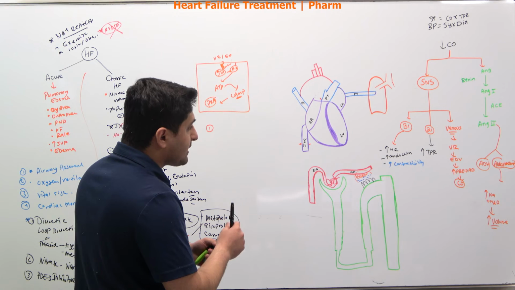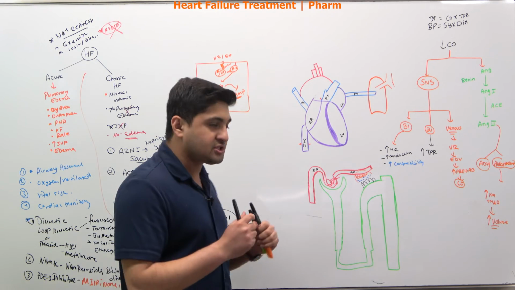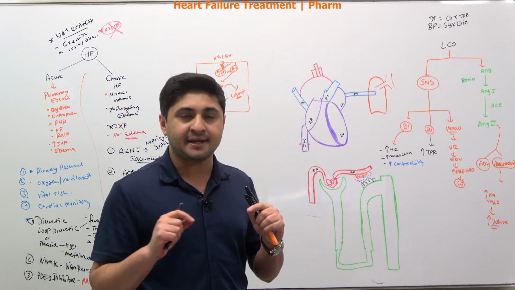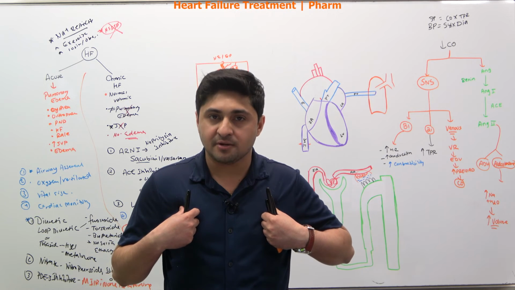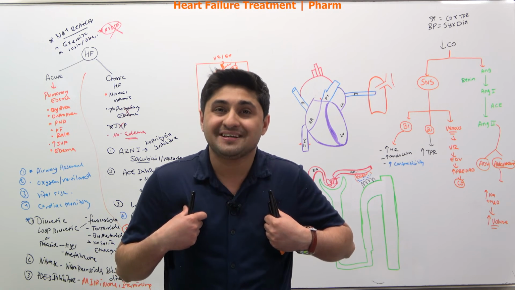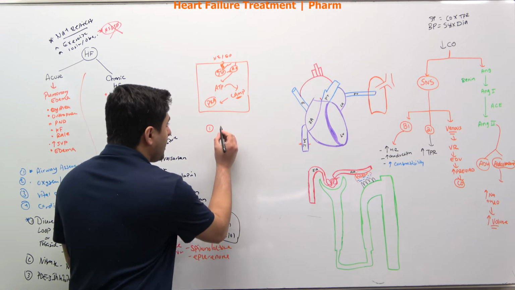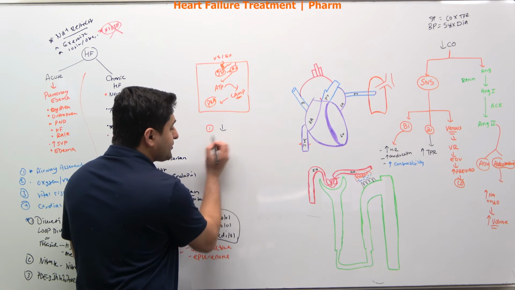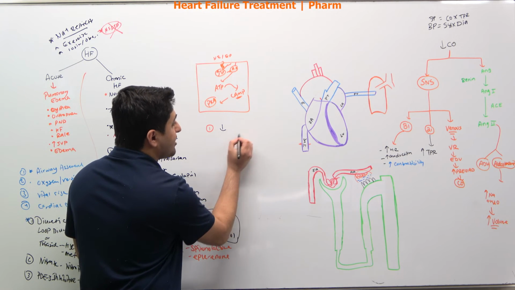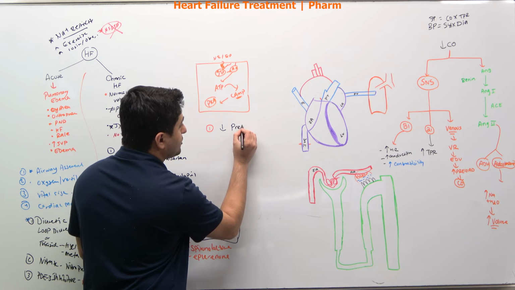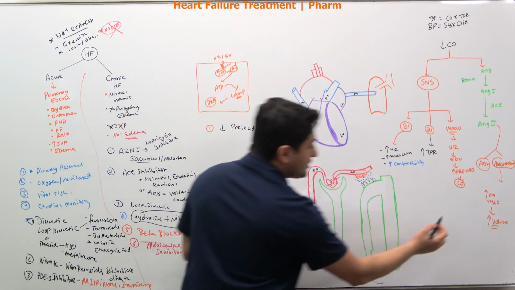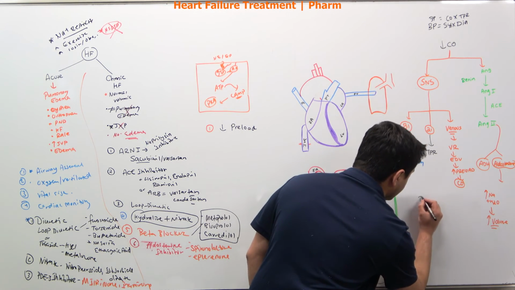So if you want to manage your heart failure patients, the first thing you have to do is decrease the preload, right? That means our drug should be what? We have to give a drug that actually decreases our end diastolic volume, or decreases our preload, because your RAS, write down here, your RAS is what?